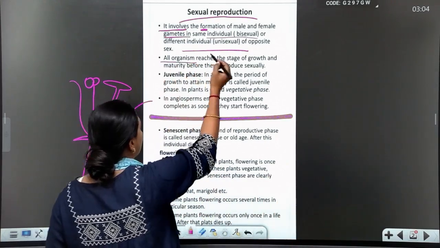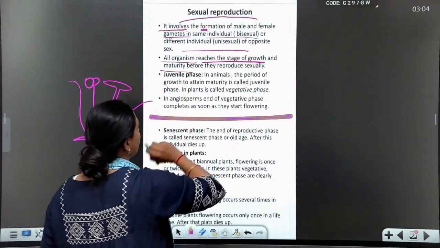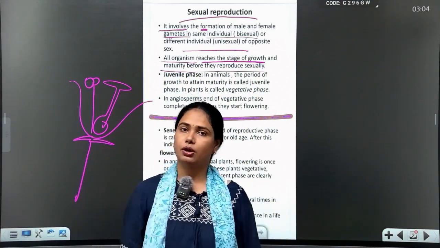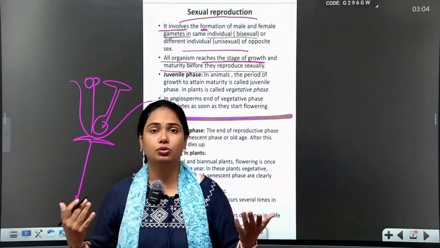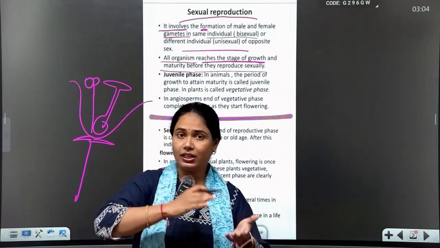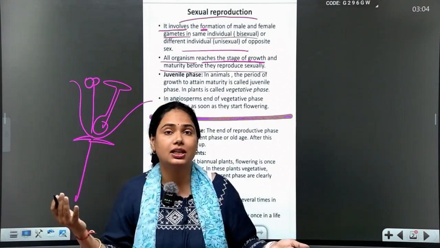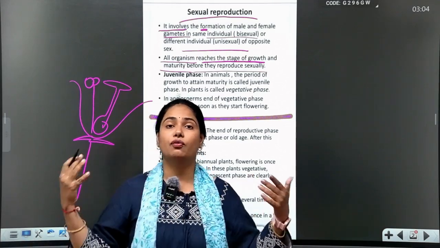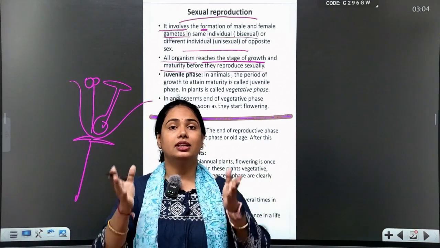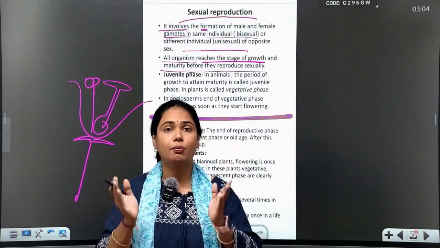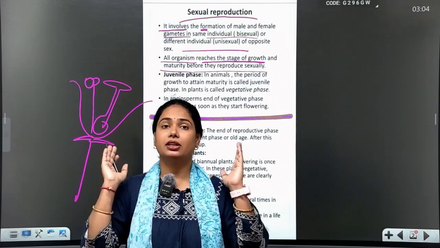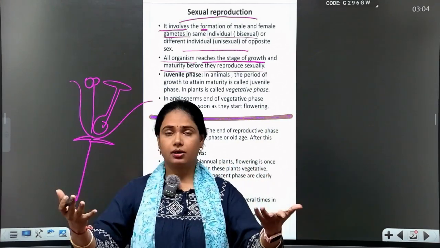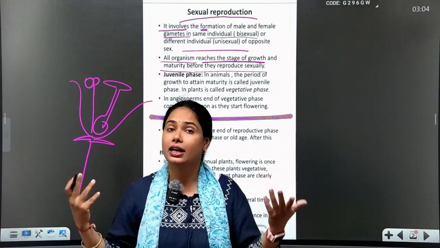Now, all organisms reach the stage of growth and maturity before they reproduce sexually. We have to mature because when a child is born, no gametes are produced in their body. When they mature, when adolescence and the puberty period occur, there is a change in their hormones and formation of gametes occurs. Then the young one is ready for sexual reproduction.